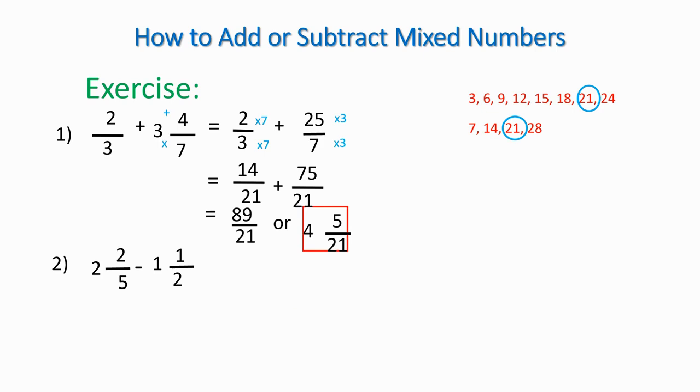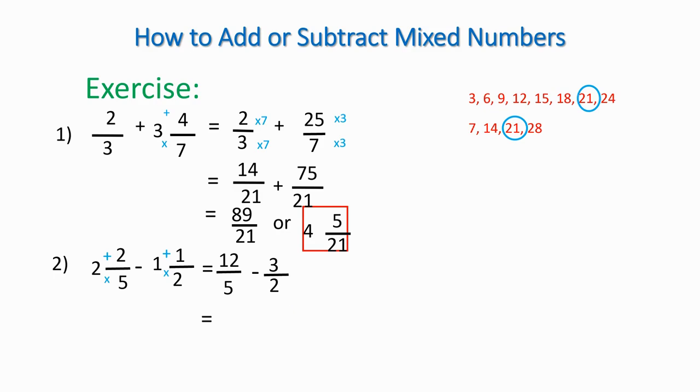For the next one, you need to change the mixed numbers to improper fractions again. So 5 times 2 gives you 10, plus 2 gives you 12. Copy the denominator of 5. And for the next one, you multiply 1 times 2 is 2, plus 1 you have 3. So 3 halves. So just subtract 3 halves.